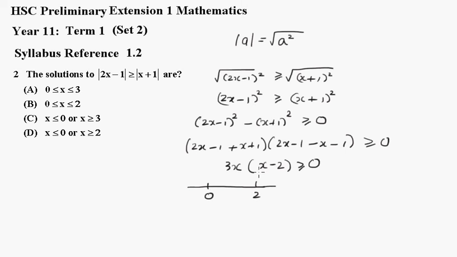Now this is a positive parabola, so it'll do that. And it's going to be greater than, so it'll be greater than on this side and this side, which means that x must be less than or equal to 0, or it could be greater than or equal to 2, which of course is D.